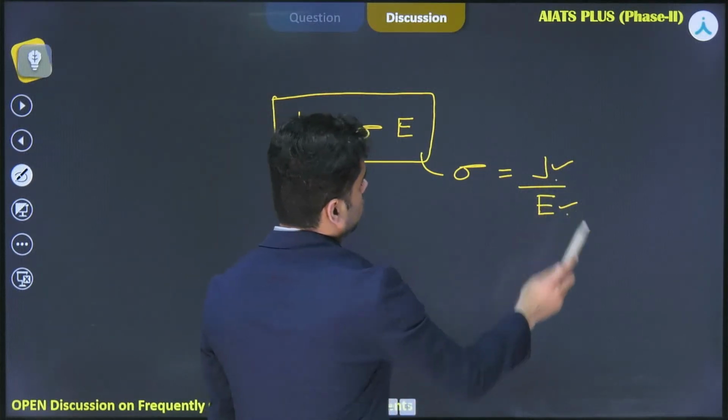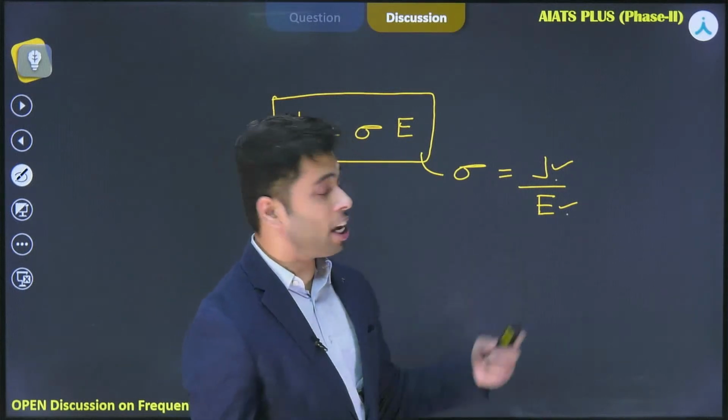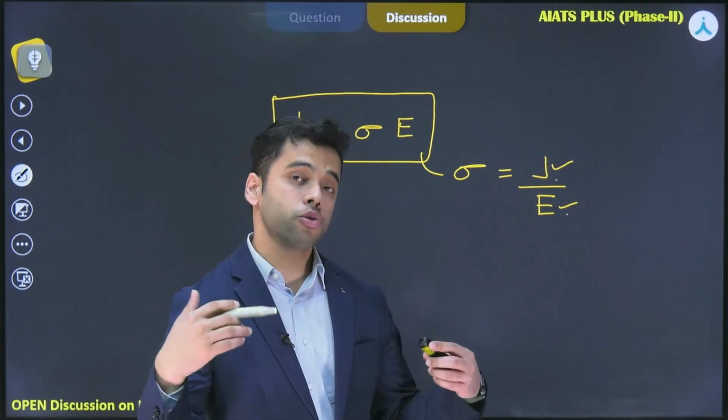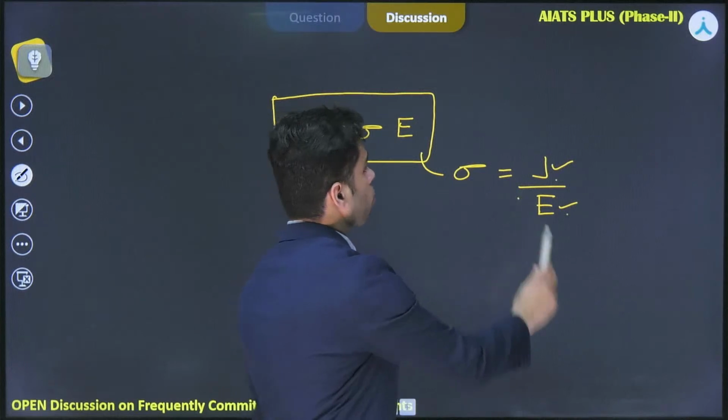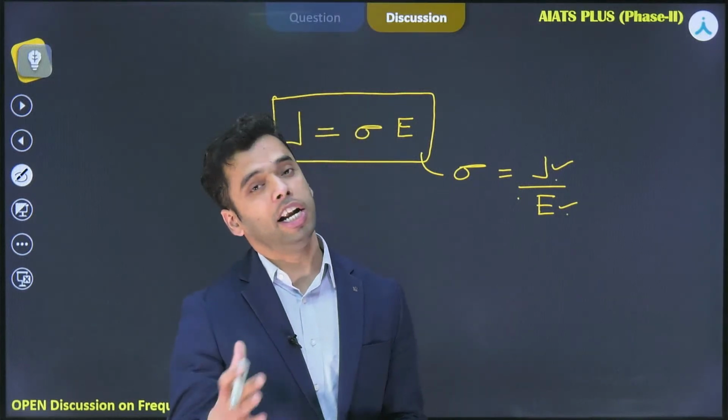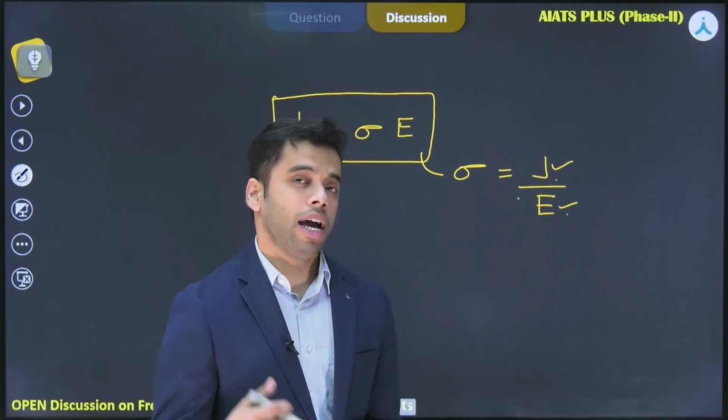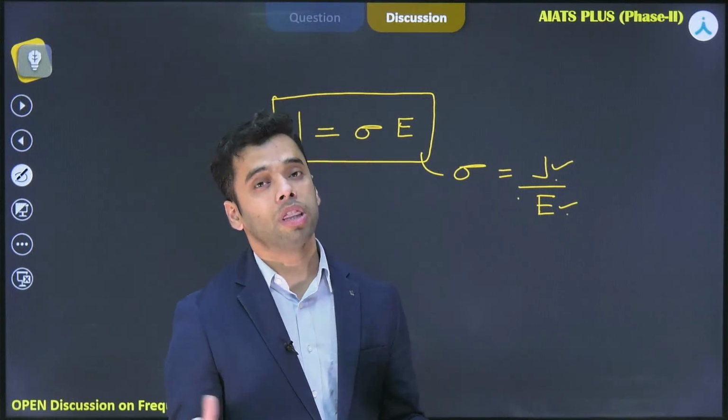So J by E, this ratio has to remain constant. If J is changing, then the electric field also has to change to keep this ratio constant. So yes, the electric field is also going to vary. And the last part, we also need to talk about the drift speed.